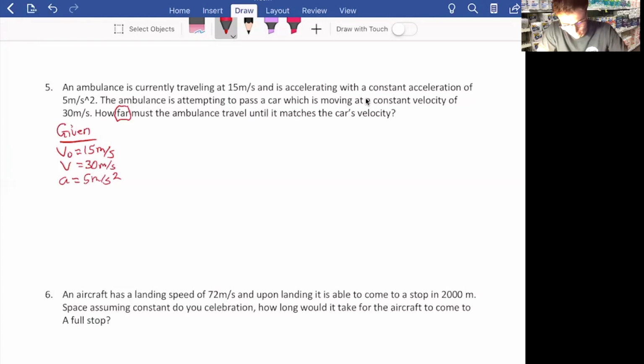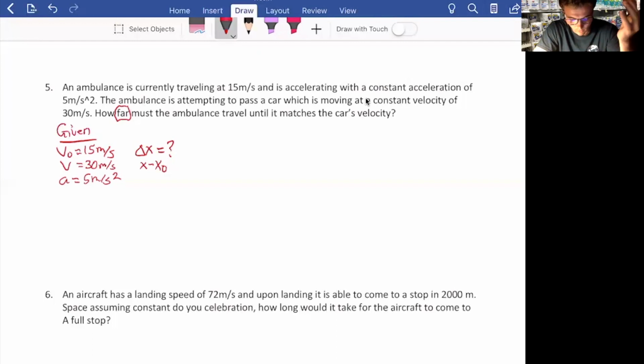And then it wants us to know how far the car must travel. So how far does the car travel? Delta x is what we want to know. Again, delta x is just x minus x initial, and x initial is 0. You can define it as whatever you want, but 0 is the easiest. Cool, we got all our variables.